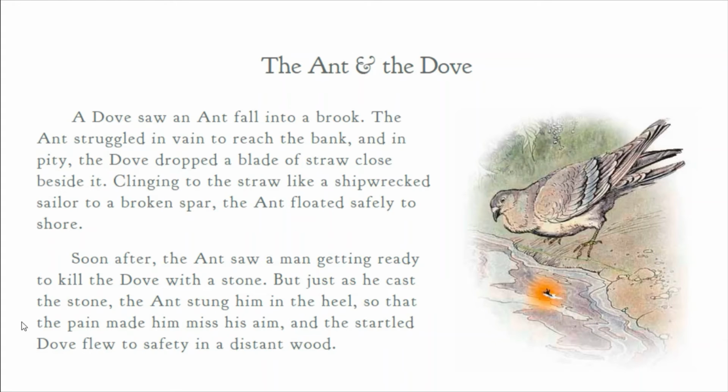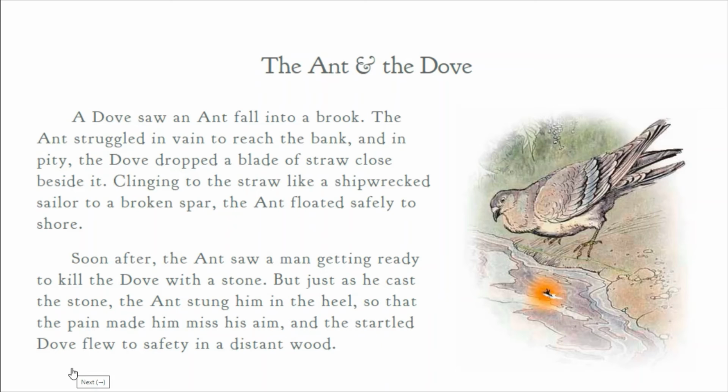And what is the problem in this specific paragraph right here? Yes, that the ant fell in the brook and it is drowning, right? Okay, so we have identified the problem. Now, what is the solution to this problem? Yes, the dove decides to help by dropping a blade of straw, probably a leaf or something like that, right? So the ant floats to safety. Very good. Let's continue reading.